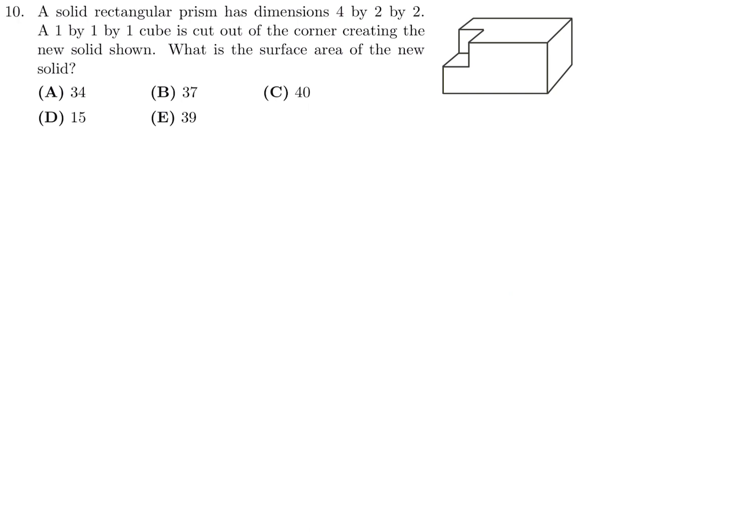A solid rectangular prism has dimensions 4 by 2 by 2, and a 1 by 1 by 1 cube is cut out of the corner, creating a new solid shown. What is the surface area of the new solid? Interesting question, because when you chop or cut out this solid, the surface area does not change.